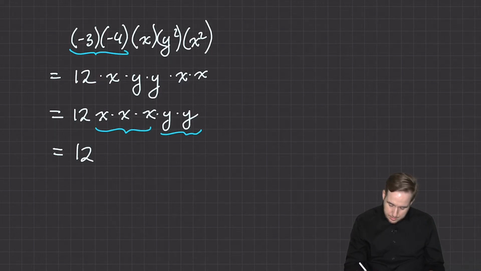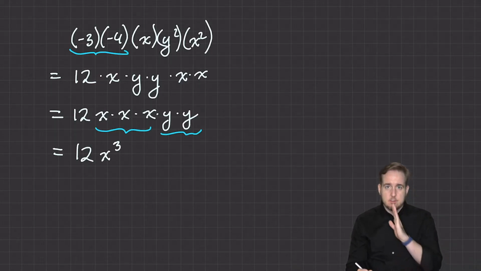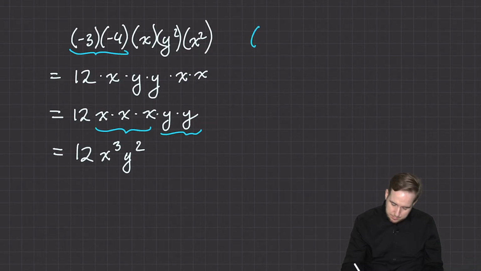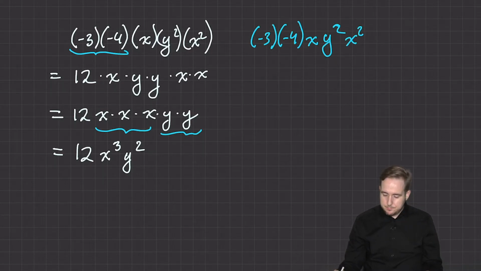12 x to the power of 3, because there's 3 of them being multiplied together in a row, times y squared. Okay? So the shortcut, I'm just going to copy this a second time. -3, -4, x y squared, x squared. Make sure my 2 looks like a 2 so nobody gets mad at me. So here is the shortcut.